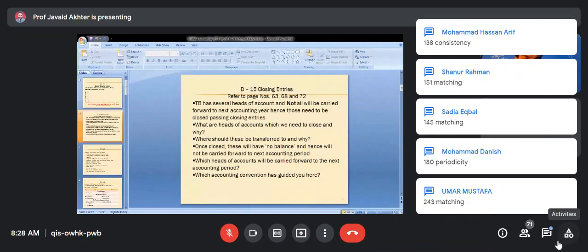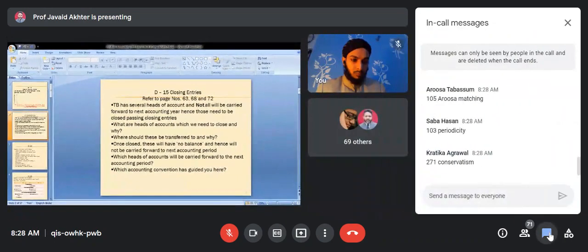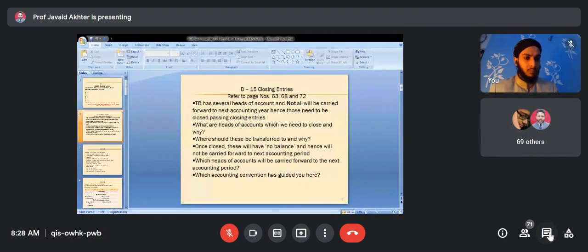So which accounting convention has guided you here? It was about the earlier question that I asked. Which heads of the account will be carried forward to the next accounting period? You have correctly answered it. Now we go to the next slide and explain to you further about it.